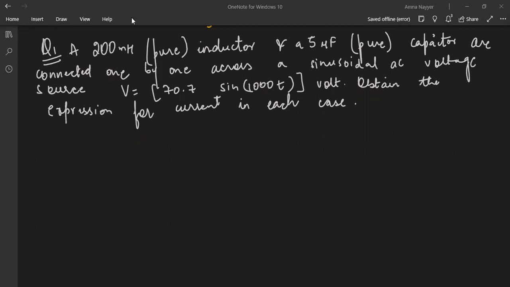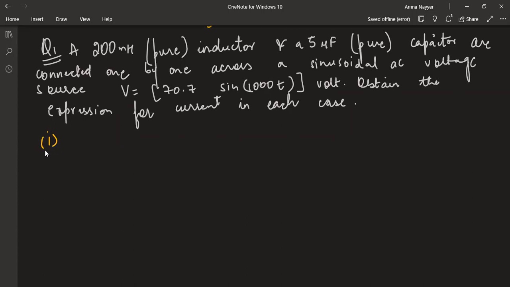Others also respond. I think Memuna, Sara, you both also try. You haven't answered once. So 70.7 sine 1000 t. You have to obtain the expressions for the current in each case. Each case means for inductor and capacitor. So let's start with inductor only.